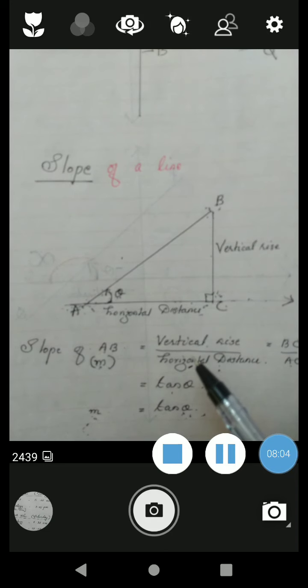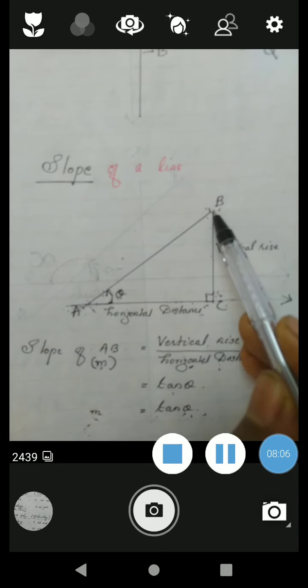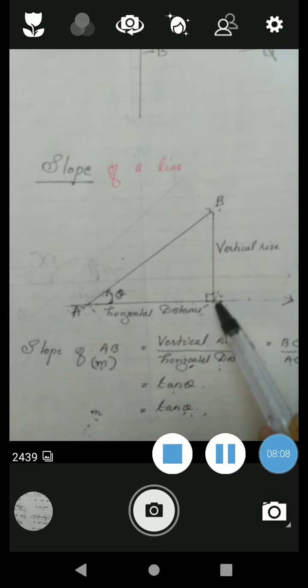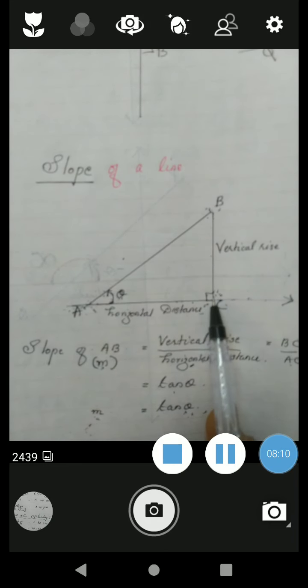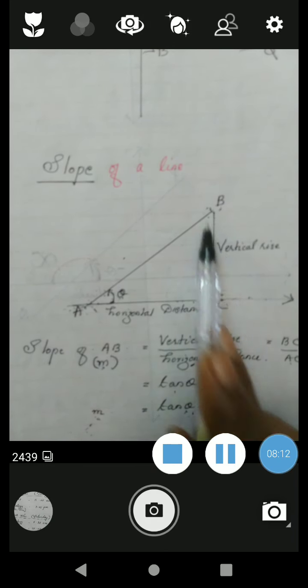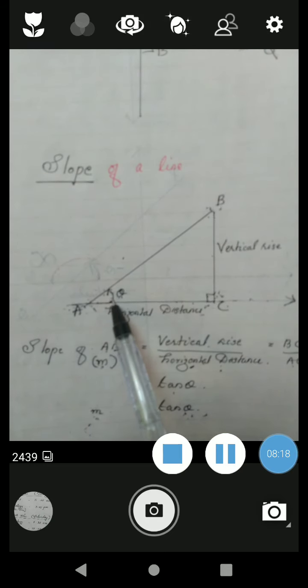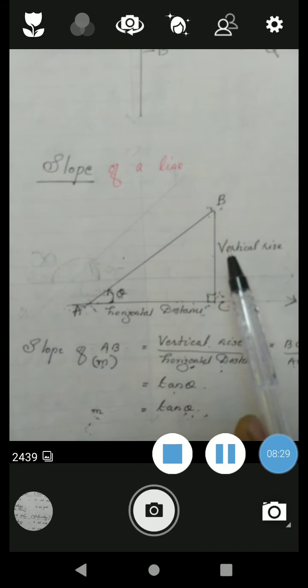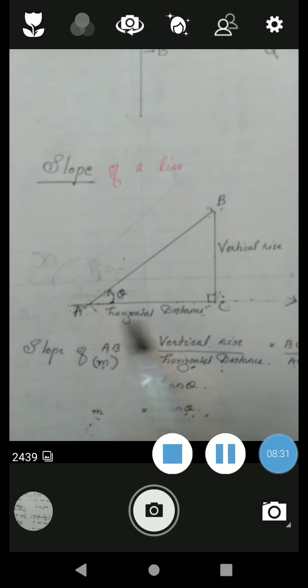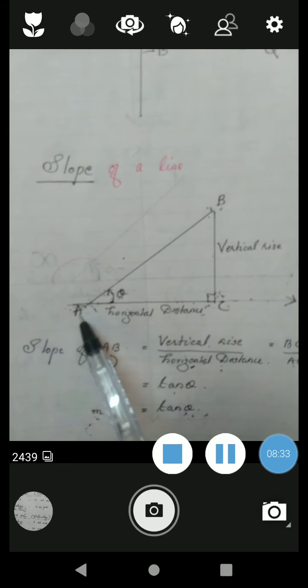Slope of AB is the ratio between vertical rise and horizontal distance. Now you can see a right triangle here. According to this angle theta, this is the inclination, no? Inclination of this line AB is this theta. Therefore, slope of AB is equal to vertical rise by horizontal distance, that is BC by AC.